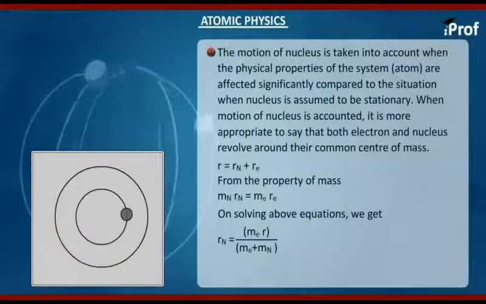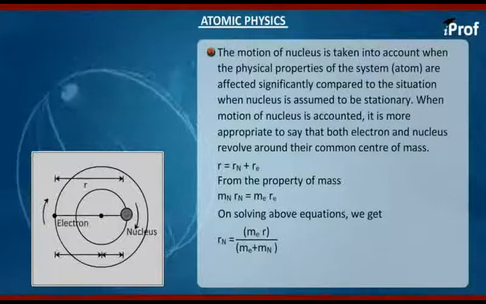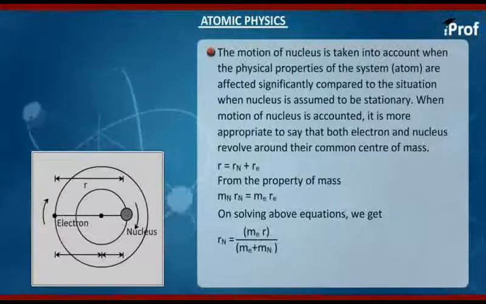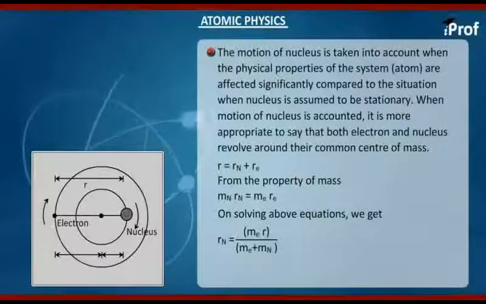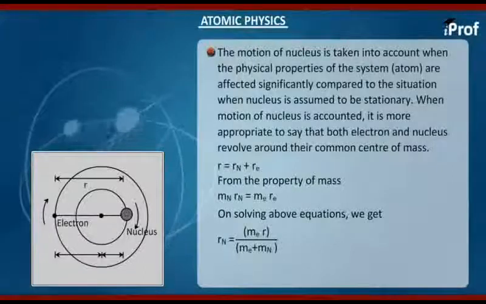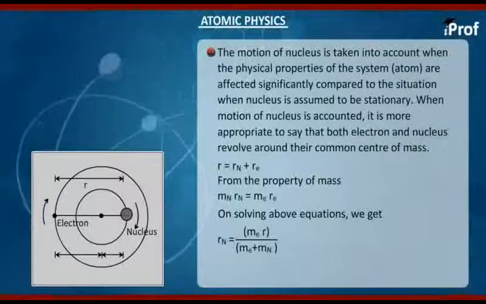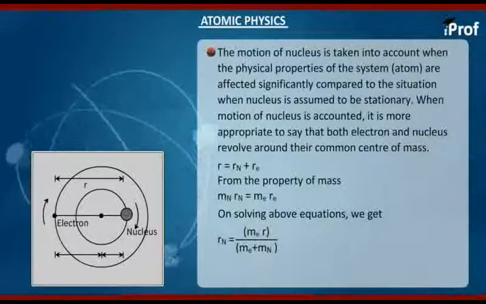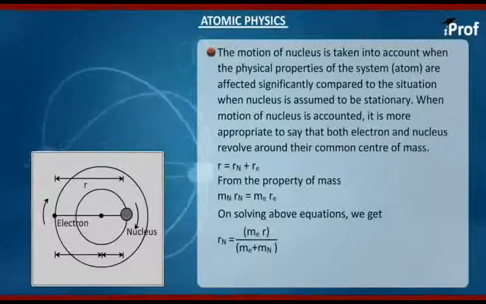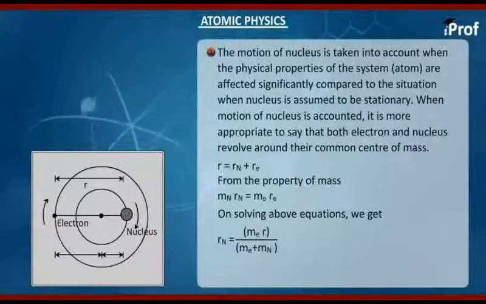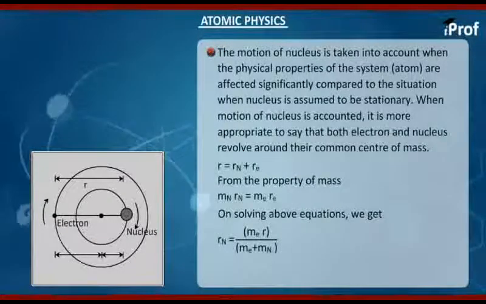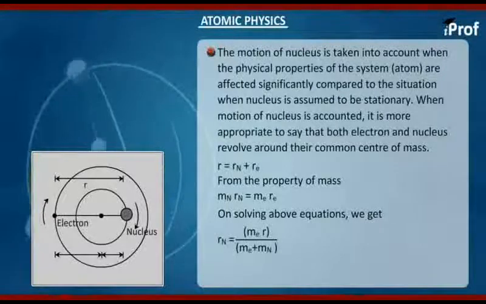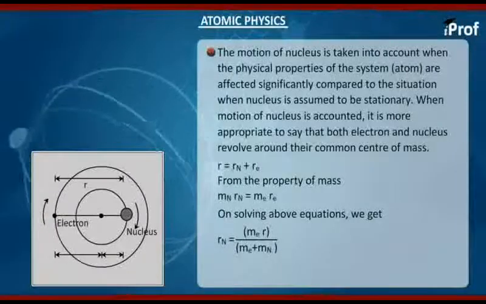Now let's try to understand how such systems are handled, where motion of nucleus is taken into consideration. So please have a look at the diagram shown on the screen. We can say the motion of nucleus is taken into consideration when the physical properties of the system, here in general atom, are affected significantly compared to the situation when nucleus is assumed to be stationary. When the motion of nucleus is accounted, it is more appropriate to say that both electron and nucleus revolve around their common center of mass.